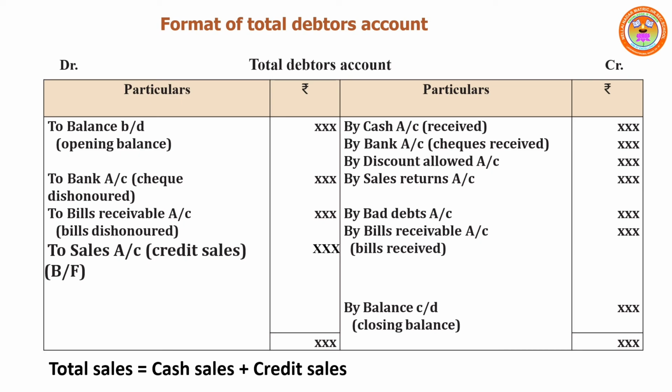Suppose they ask to find out total sales, the formula for finding total sales is cash sales plus credit sales.